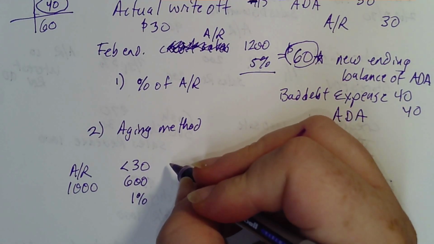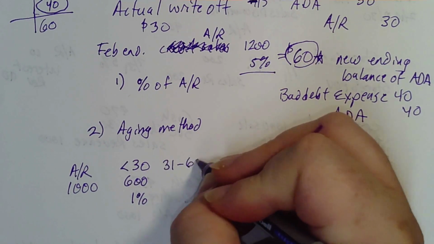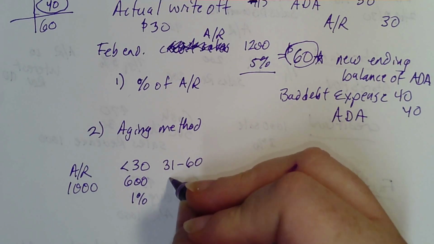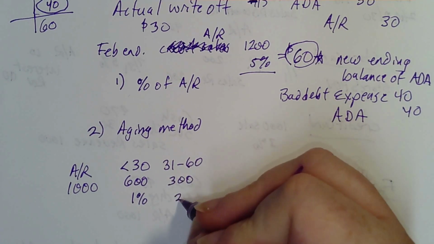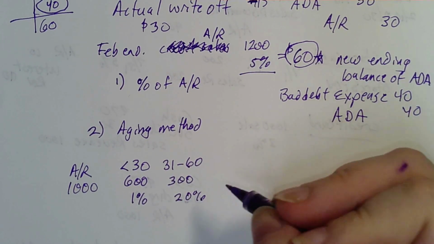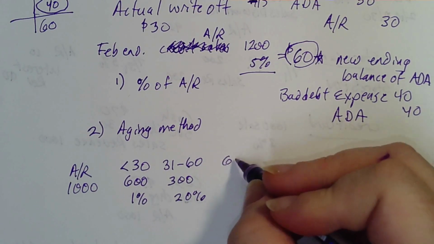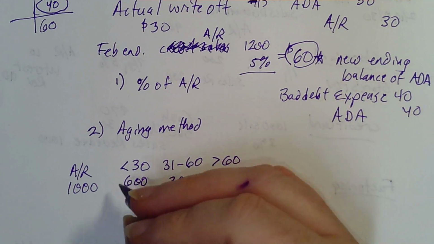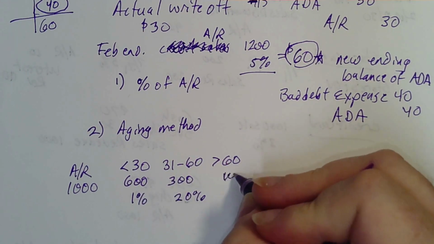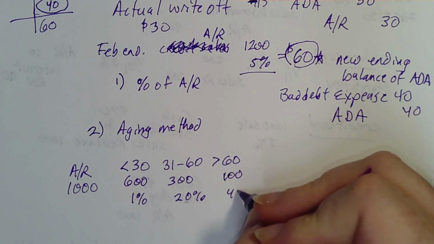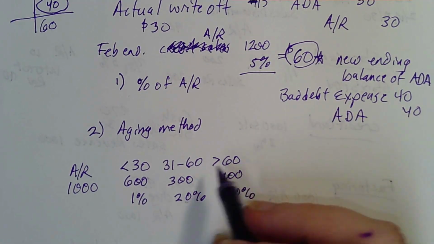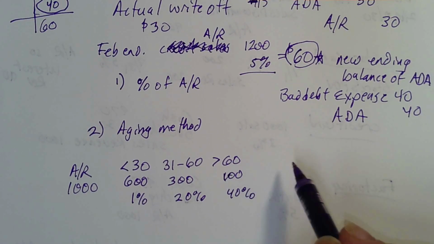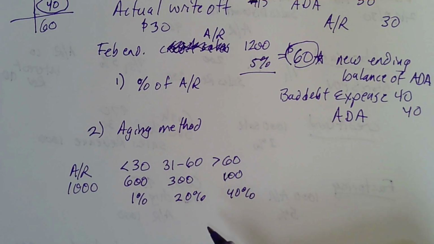But there are some people that are 31 to 60 days overdue, and let's say 300 of this $1,000 is. Once they've gone to that, maybe 20% of them default. And then greater than 60 days, let's say we only have 100 left, and 40% of these people default. You can do it in bigger increments, 30 days, 31 to 60, 61 to 90, and then greater than 90, but just a simple method here.